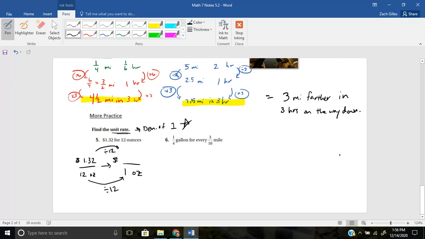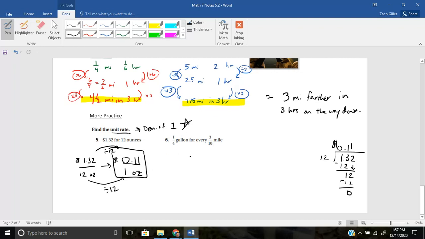Okay, so $1.32 divided by 12. 12 goes into 1 0 times. Bring my decimal straight up. 12 goes into 13 once, which is 12. Subtract. 13 minus 12 is 1. Bring down my 2. 12 goes into 12 one time, which is 12, so I'd have nothing left. So this comes out to 11 cents per ounce.